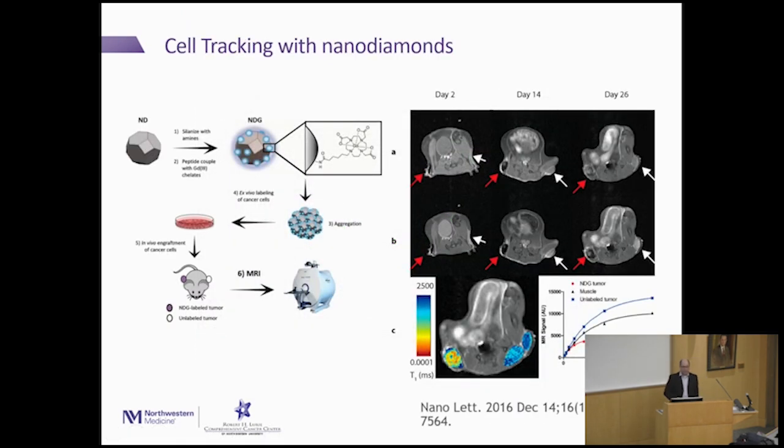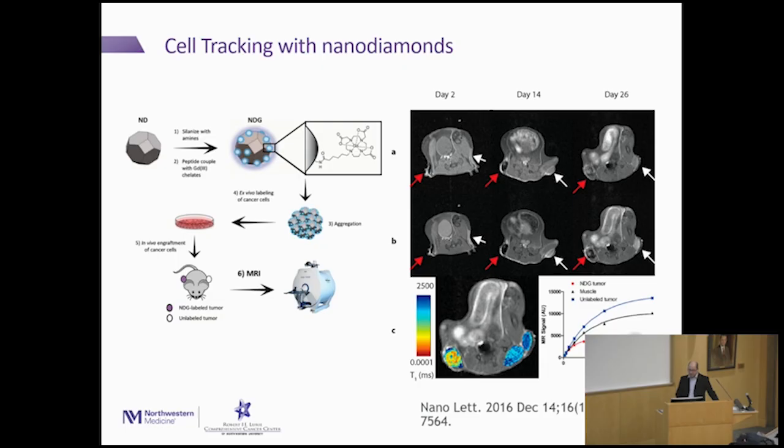Another version of cell tracking, this is with gadolinium nanodiamonds. You can see the cartoon here of how they are made. That's gadolinium. And then you load the cells, put them in the mouse. So one tumor has the gadolinium nanodiamonds, and then the other one doesn't. And that's what they look like in the MRI images. And then we color-coded them with a T1 map to make it quantitative. So I keep trying to drive home the message that where possible, we try to make these quantitative instead of just pretty pictures.